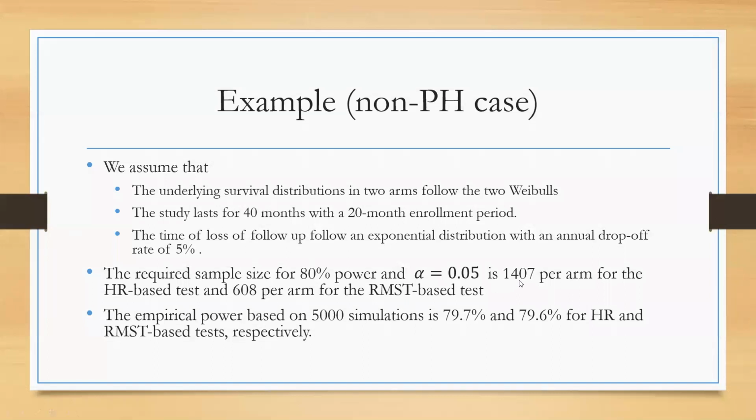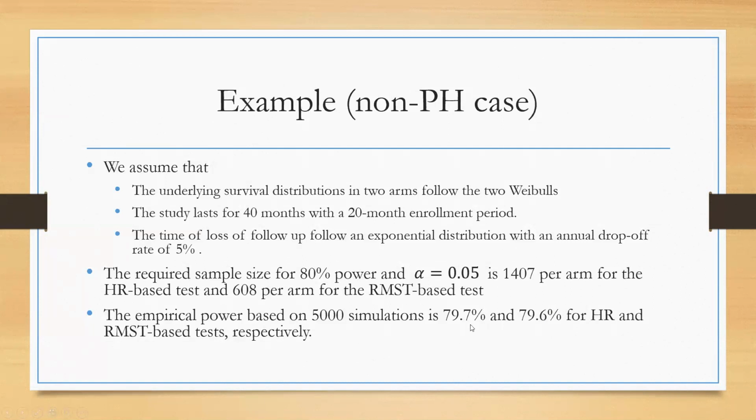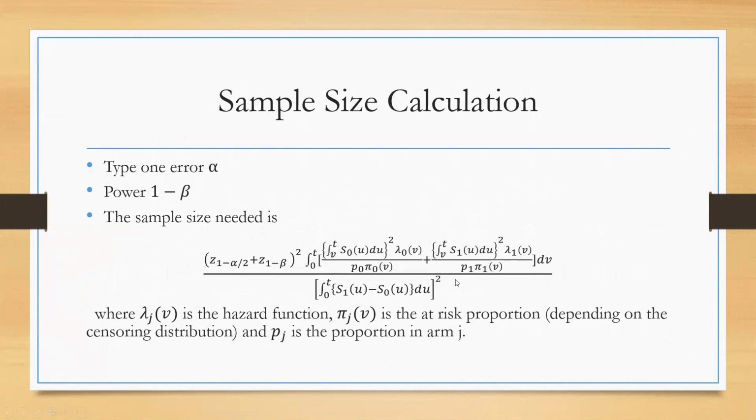And the question is whether those two numbers are reliable or not, right? You give me a sample size, but I don't know whether this sample size indeed gives me the power I desired. So we ran a simulation using those calculated sample sizes to backwards simulate the power. Based on 5,000 simulations, we can see the power is very close to 80% for both the hazard ratio and the RMST, using the formula I gave in this slide. So this formula is reliable if you can specify correctly all the survival functions.